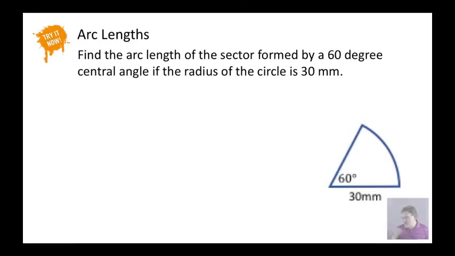Example here, do this one. Find the arc length of the sector. A sector is basically a section of pie. If you were to slice a section of pie out and remove that, that's a sector. So what's the length of that arc on the far side of the sector, formed by a 60 degree central angle if the radius of the circle is 30 millimeters? So we have an angle that's 60 degrees, we have a radius of 30 millimeters. What's the length of that arc? Take some time to do that.